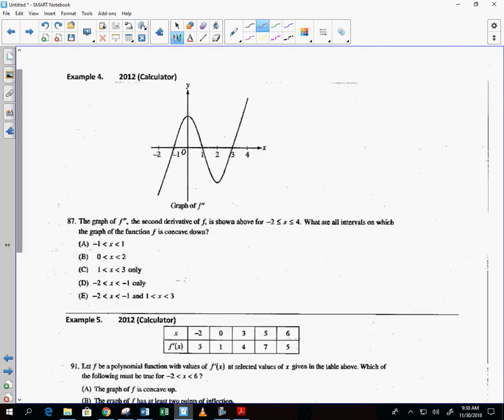You try example 4. You have 1 minute to do number 4. No, we'll go 1.5. Go.